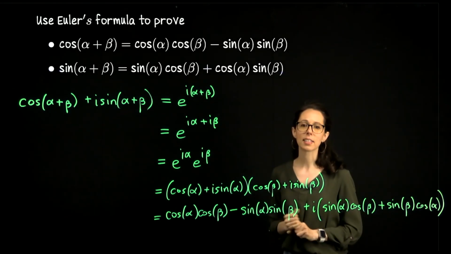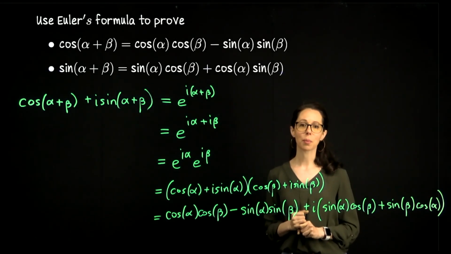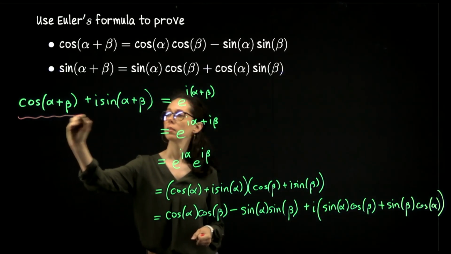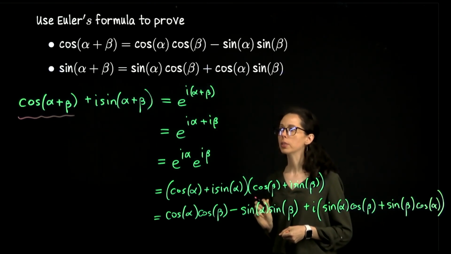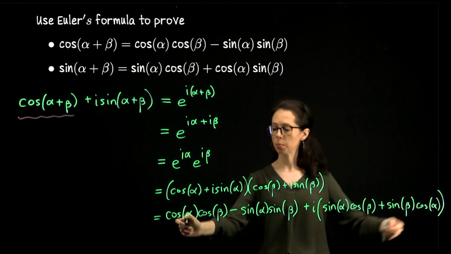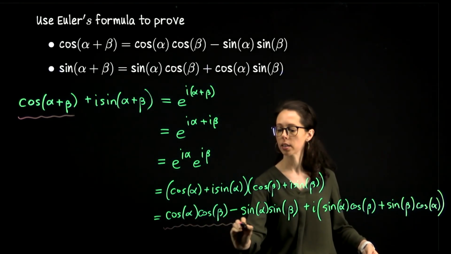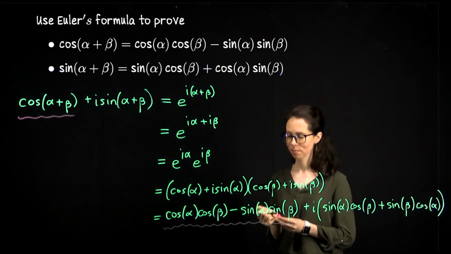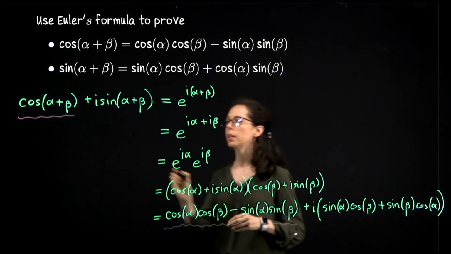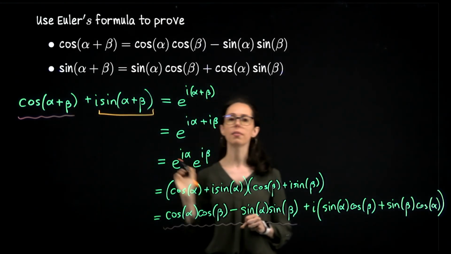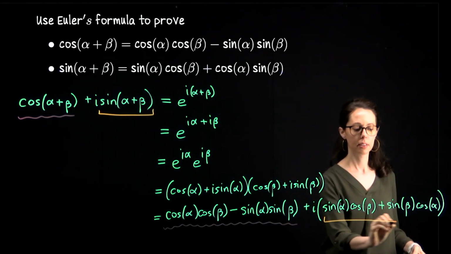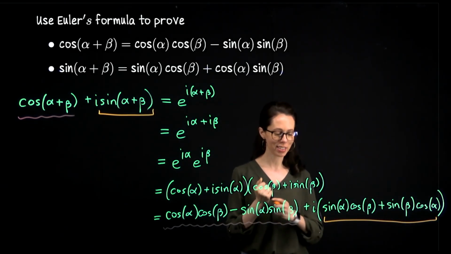And now it's an exercise in matching real and imaginary components. So the real component that we started with was the cosine of the angle sum, cosine of alpha plus beta. That has to be equal to the real component of this expression, which is the product of the cosines minus the product of the sines. On the other hand, the imaginary component is this sine of alpha plus beta. That is equal to this imaginary component. So we have the sum of the mixed expressions.